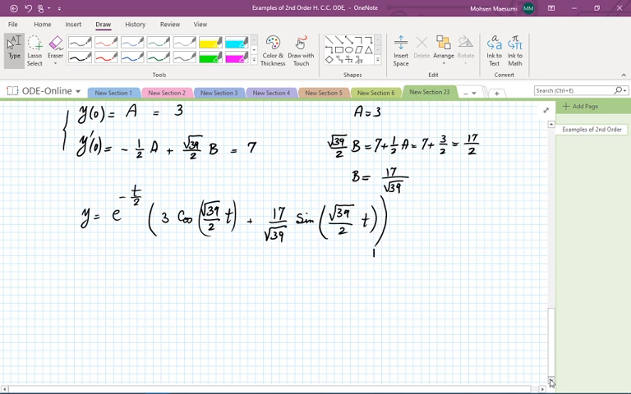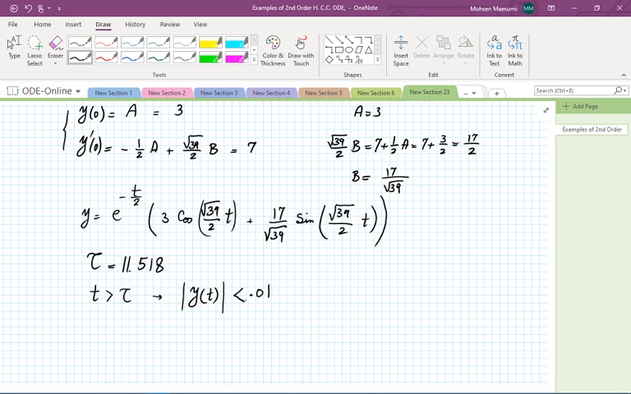we have one answer here. So we have tau turned out to be 11.518. And so what we have is that when t exceeds this, y for all times after that, whether it's positive or negative, so I take an absolute value, the magnitude of that oscillation has fallen below our threshold value of 0.01. So that is, for now, our favorite way of solving this.